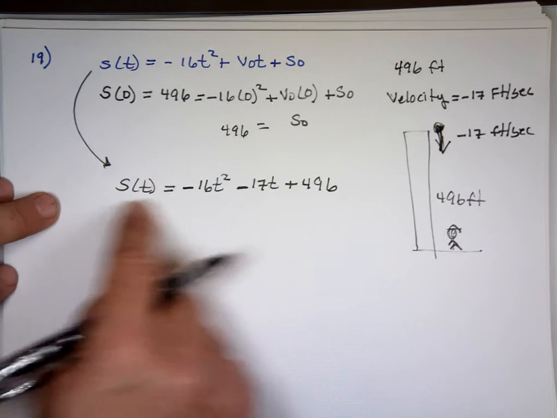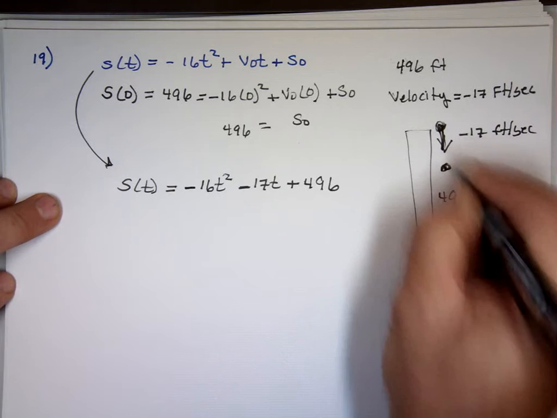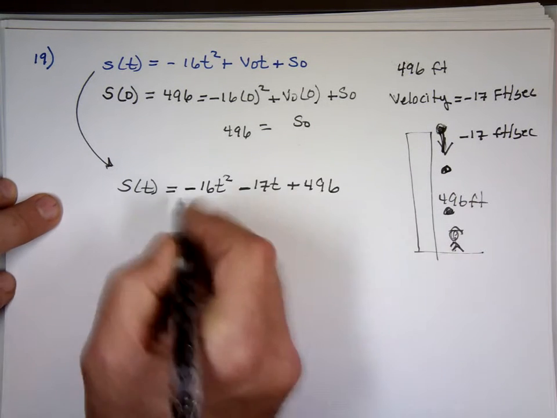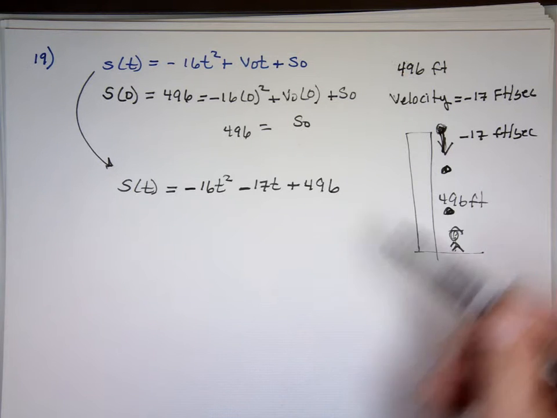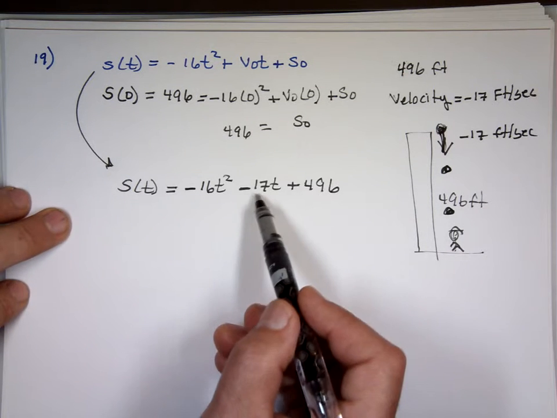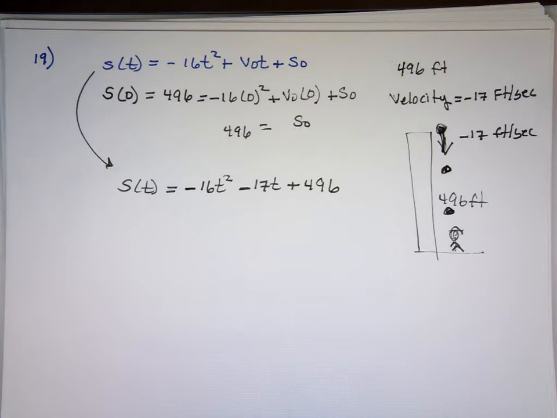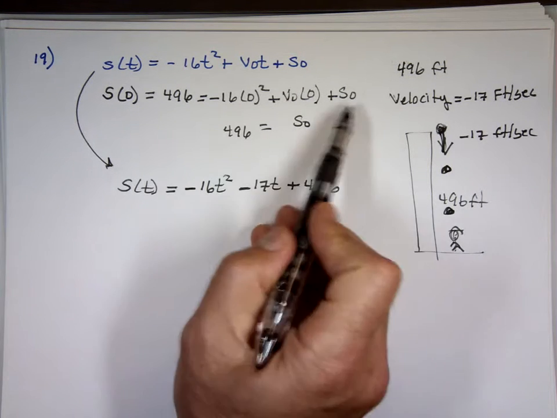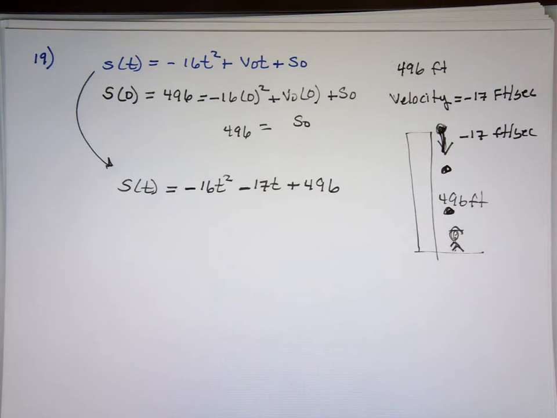But that's the equation that will tell you how high that rock is at any given time. You tell me what t is, and I'll plug it in. That will tell me the height. So the 496 will be the initial height, and the 17 is the initial velocity. That's why they call them v0. O in physics means initial. So this is the initial height. Distance, displacement, s is the height.